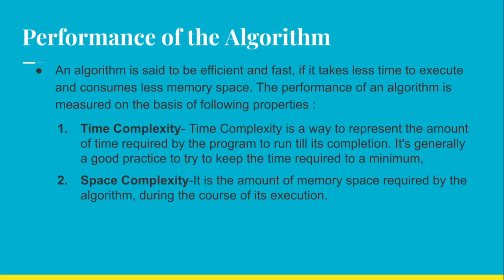Performance of the algorithm. An algorithm is said to be efficient and fast if it takes less time to execute and consumes less memory space. The performance of an algorithm is measured on the basis of the following properties: time complexity and space complexity. Time complexity is a way to represent the amount of time required by the program to run till its completion. It's generally a good practice to keep the time required to a minimum.